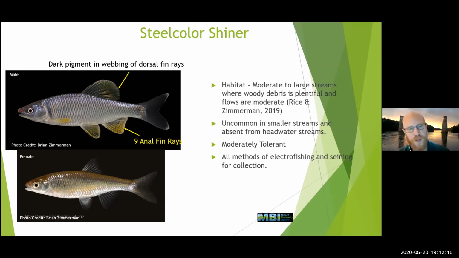So in order to identify them, it's the anal ray count, or they will also have color through all of their dorsal rays, as versus the spotfin, which won't. It'll just be the last few rays. These guys generally prefer the larger streams. Lots of woody debris for cover and breeding. They don't really like the smaller streams, and they're moderately tolerant.